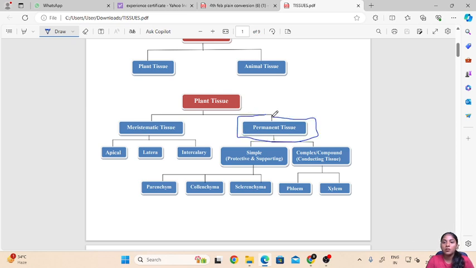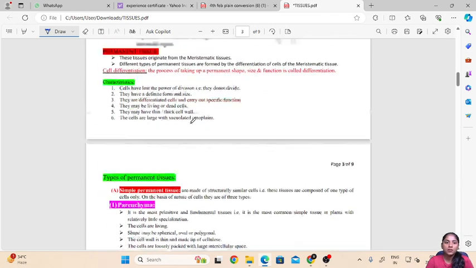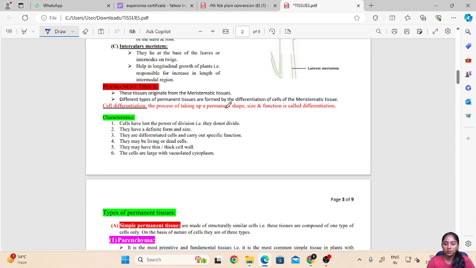In this video we will see what the permanent tissues are. Permanent tissue is classified into two types: simple permanent tissue and complex permanent tissue. The function of simple permanent tissue is usually the protection of the plant and providing support, and complex or compound permanent tissues are usually the conductive tissues, that is the phloem and xylem. Now let us begin permanent tissues.